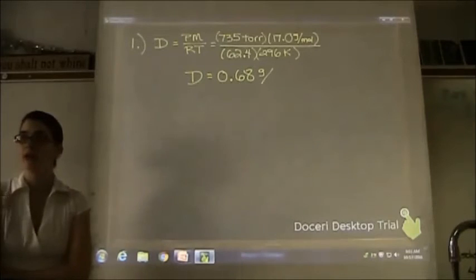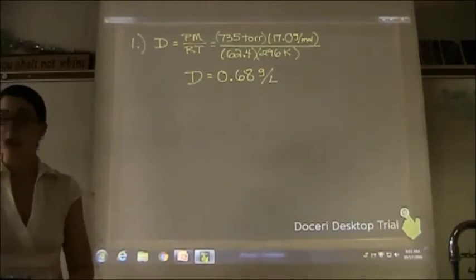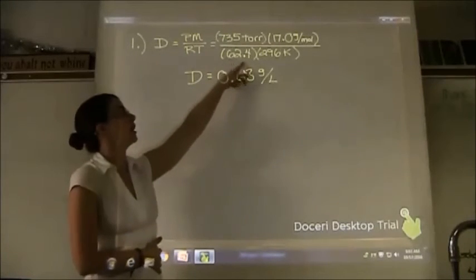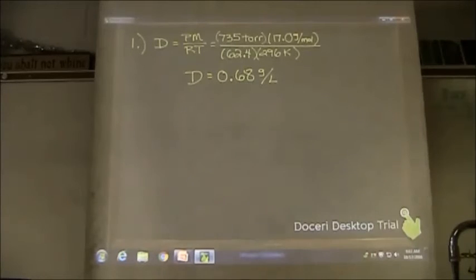How'd you know that? How did you know it wasn't like milliliters? The ideal gas constant here has units of liters. Also, remember, this came from the ideal gas law, and your volumes are always in liters for the ideal gas law.